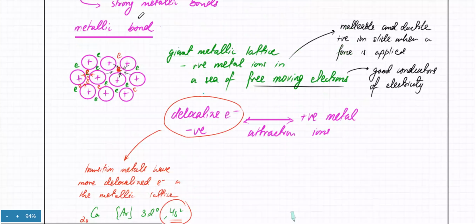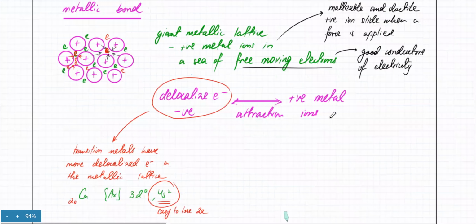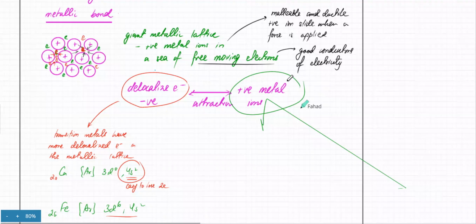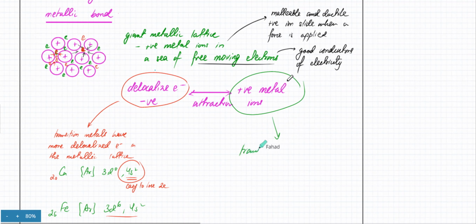Okay, why are metallic bonds stronger? Why do they have high melting and boiling points? Transition metals have more delocalized electrons in the structure. Then the other part is about the positive metal ion. Transition metals also have greater charge density. And why is it greater?